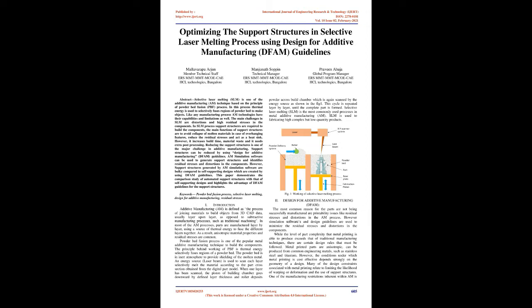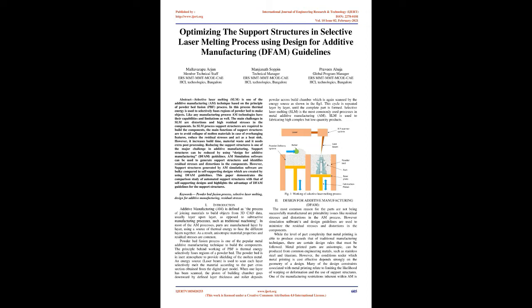Like any manufacturing process, AM technologies have their capabilities and limitations as well. The main challenges in SLM are distortions and high residual stresses in the components. In the SLM process, support structures are required to build the components. The main functions of support structures are to avoid collapse of molten materials in case of overhanging features, reduce the residual stresses and act as a heat sink. However, they increase build time and material waste, and they need extra post-processing.